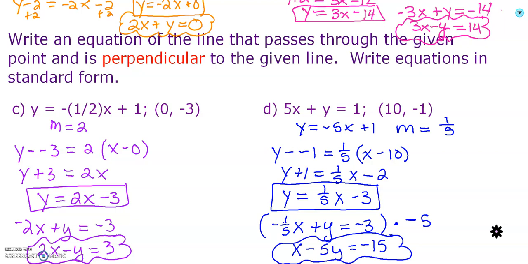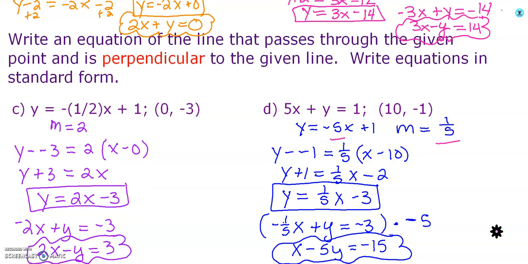For letter D, again, this is not in the right form, so we need to change it into y equals first to find our original slope of negative 5. If our original slope is negative 5, then its negative reciprocal is 1/5. We plug that into point-slope, clean up double negatives, and we'll get y equals 1/5 x minus 3. To put it in standard form, we subtract 1/5 x. We get negative 1/5 x plus y equals negative 3. Now we have a negative leading coefficient, and it's a fraction. So I chose to clean up both of those things.